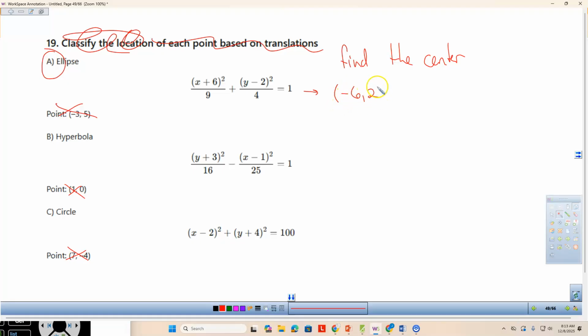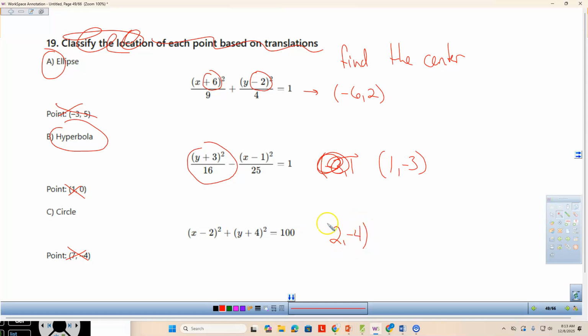All right. For this ellipse, what's the center of this ellipse? Negative 6, 2. It's the opposite of what's by x, opposite of what's by y. What's the center of this hyperbola? Negative 3, 1. Oh, wait. Oh, yeah. Oopsie doodles. 1, negative 3. Why do we have to be careful with hyperbolas? Yeah, the x goes first in your points, but not always in your equation. And then what's the center of the circle? 2, negative 4. Opposite, opposite.